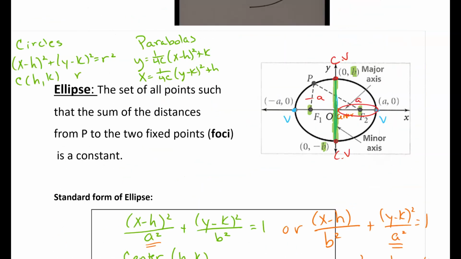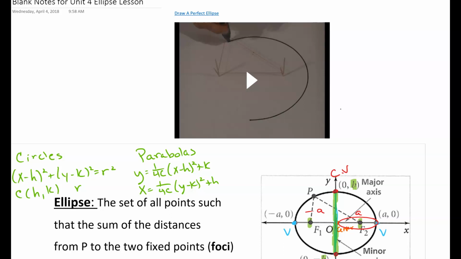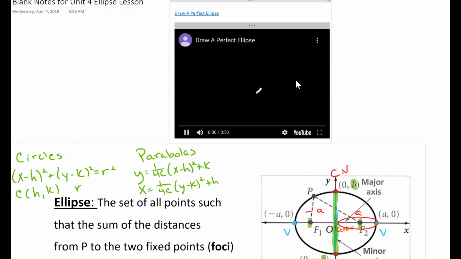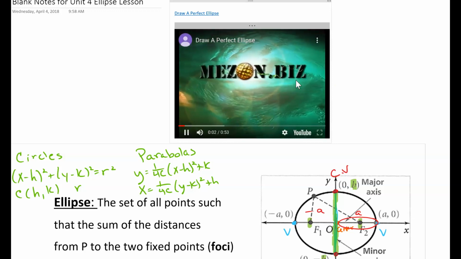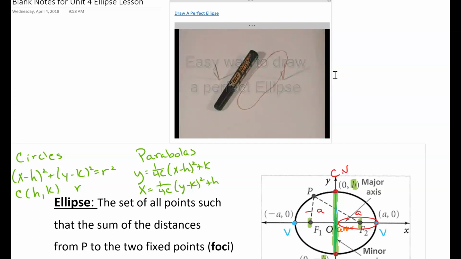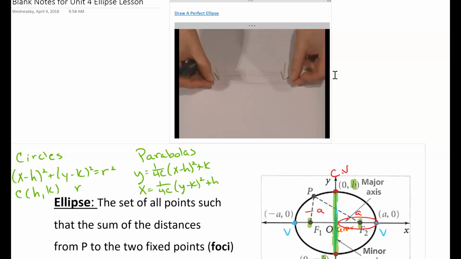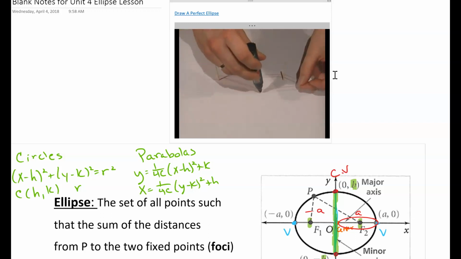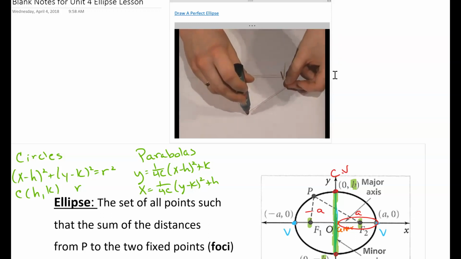Now, I have a little bit of a video, and this might not run well, that shows you how to draw a perfect ellipse. So let's see if we can watch it here together and see if it's going to work. You notice the two toothpicks are going to be your foci, and the string is going to be your constant distance.